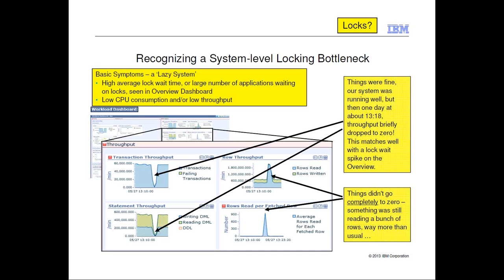The screenshot shows that the rows read per fetched row didn't completely go to 0. Something was still being read, but which was much higher than the other times. So as you can see in this particular time slice on 27th May, somewhere between 1:10 p.m. and 1:23 p.m., there's been a sudden spurt in the number of rows read per fetched row. Meaning for every one row that we want from the database, how many rows were actually read from the database itself into memory.